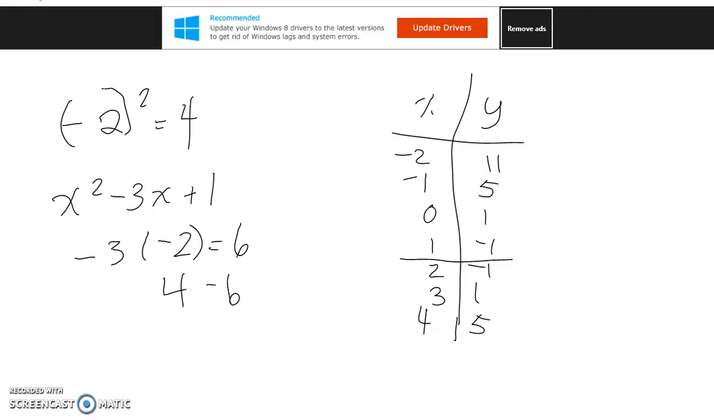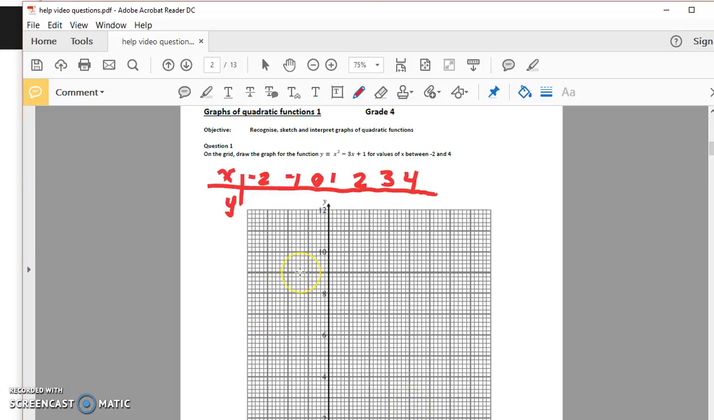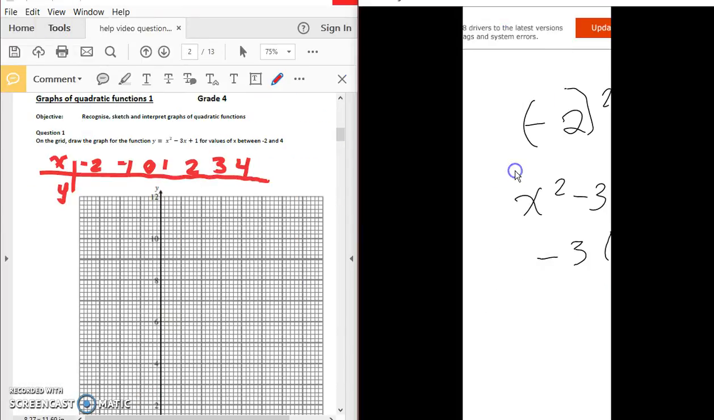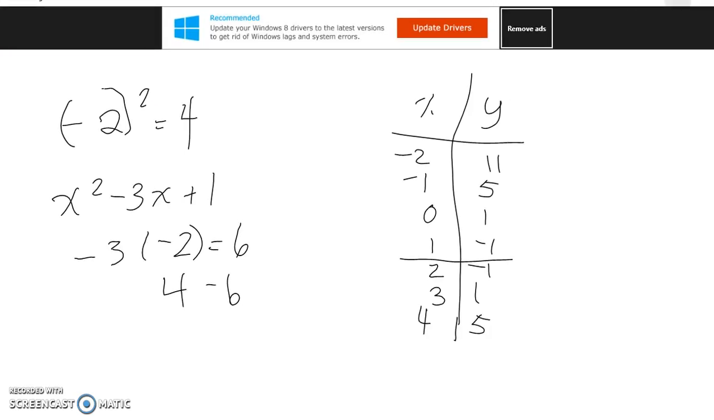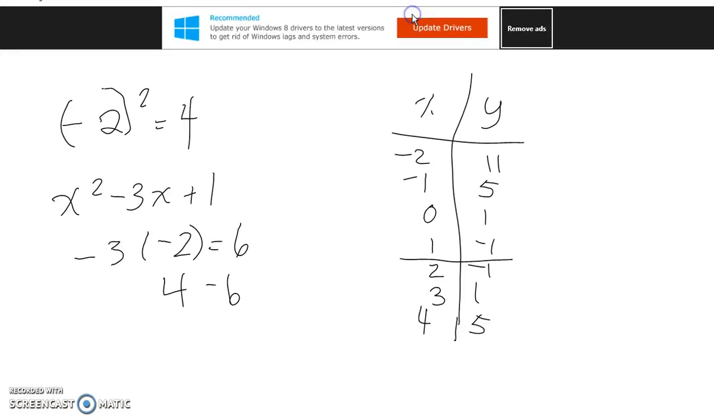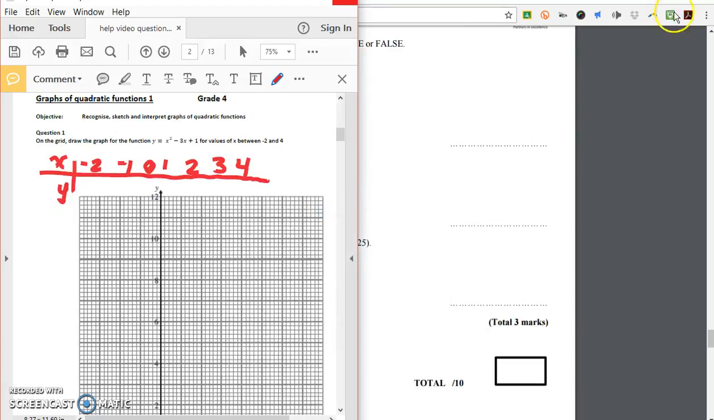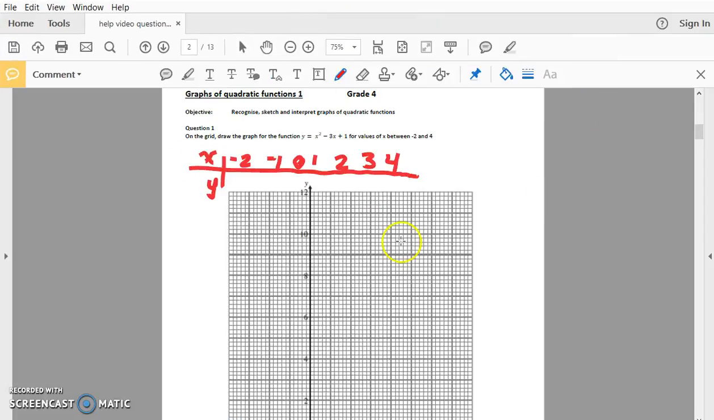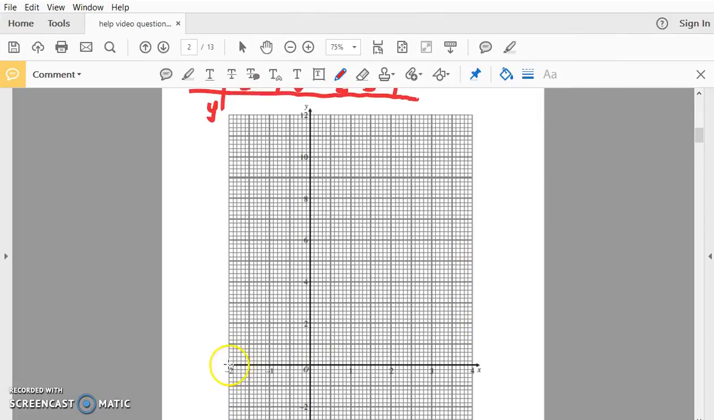So next thing I'm going to do is I'm just going to plot those values. So I'm actually going to split my screen here so that I've got my table of values on one side so you can see it. Oh. Apparently I've made it angry. So that's fine. Anyway, we're just going to do the best we can here. So we've got minus 2, 11. So I'm going to go minus 2 up to 11. Okay.